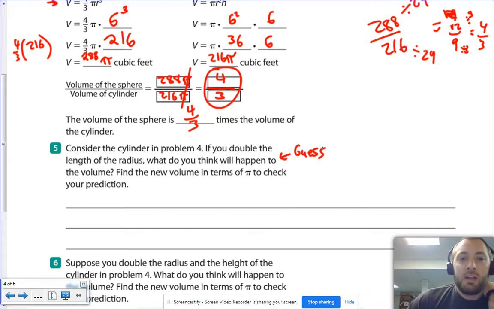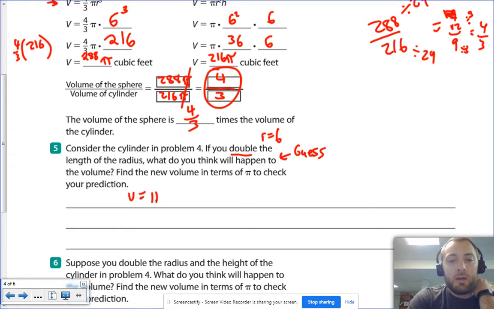So if the radius now is doubled, that means the radius is going to be 6. So in the cylinder, we're going to do pi times radius squared times the height. So it's pi times, oh, I meant to say 12. Radius should be 12 now.